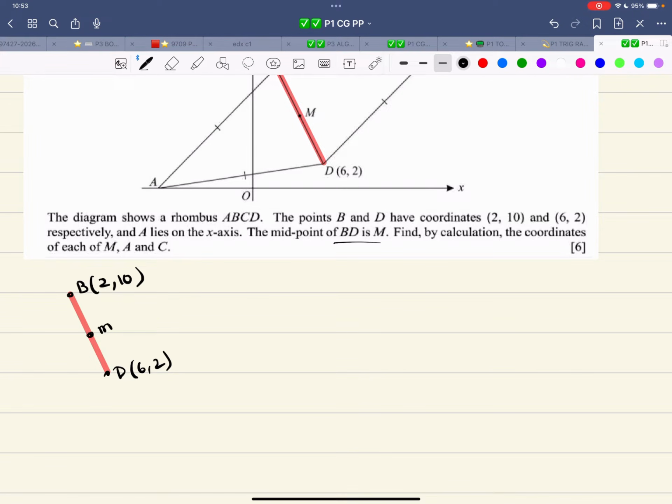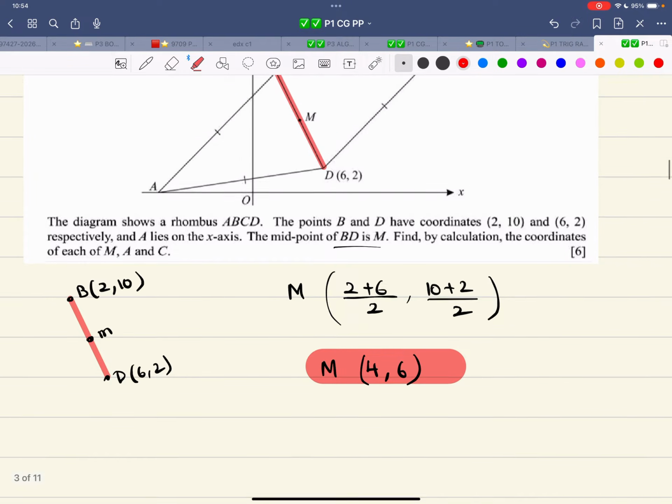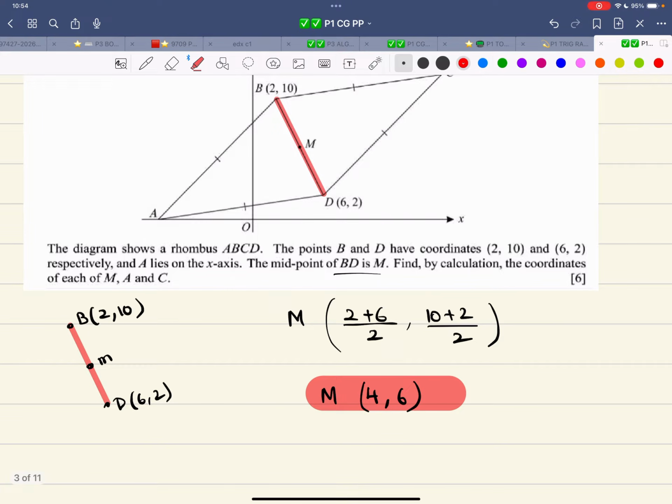So therefore, the coordinates of M, that is 2 plus 6 divided by 2, 10 plus 2 divided by 2. The concept of midpoint is the average. So this becomes 4, this becomes 6. That is the coordinate of M. That is the first thing. Let me highlight it. So the first thing is done. Now the next thing is that find by calculation.